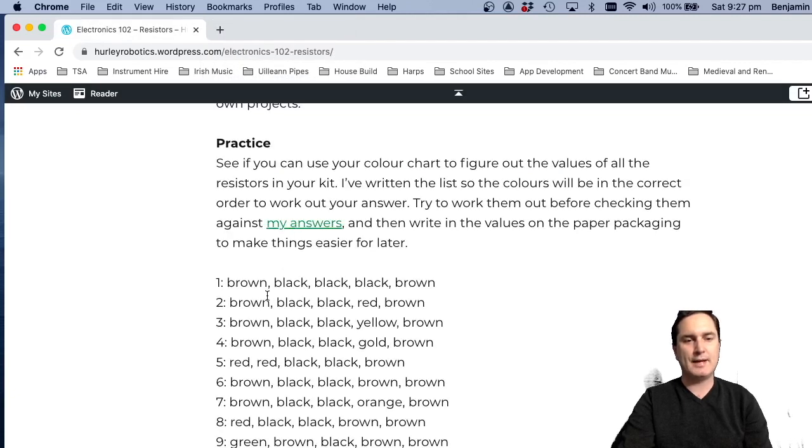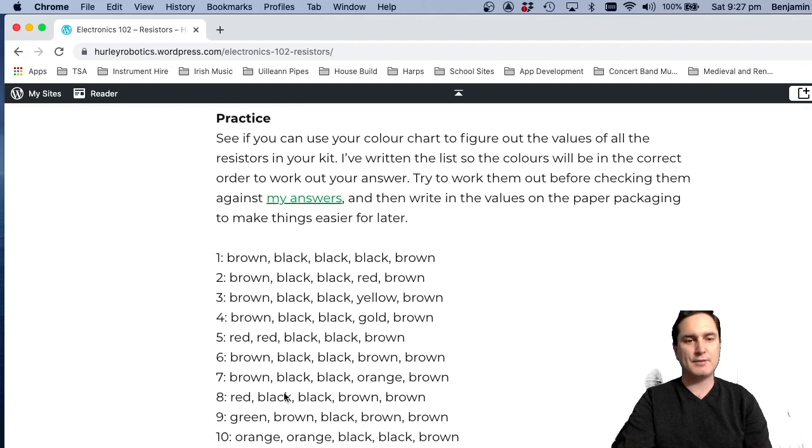Okay. So go through and figure out all the answers for all these ones. Try to work them all out first before looking at the answers, and then once you've checked them, go ahead and write them down on each of your resistors on the cardboard tab, and that will make things easier for moving on to actual projects.